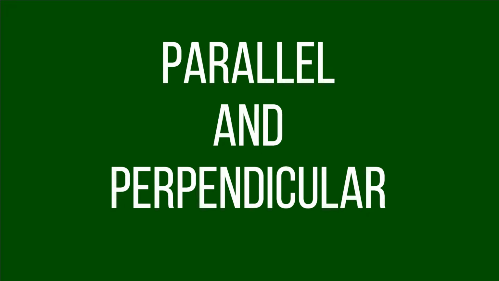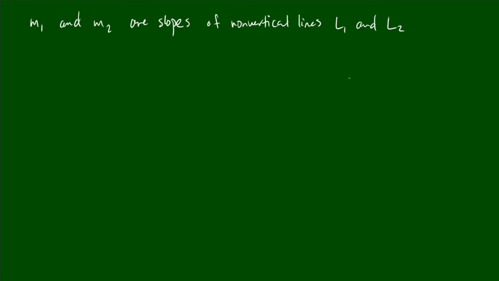It is often necessary to know if two lines are parallel or perpendicular. And what does that mean? We'll see what that means. So if you have two slopes, M1 and M2, okay, those are slopes of what we'll call non-vertical lines. M1 and M2 are slopes of non-vertical lines, L1 and L2. Okay, line 1 is L1 and line 2 is L2.